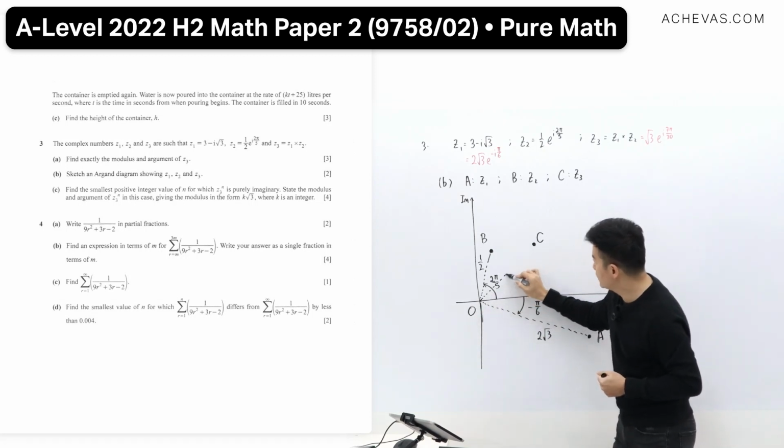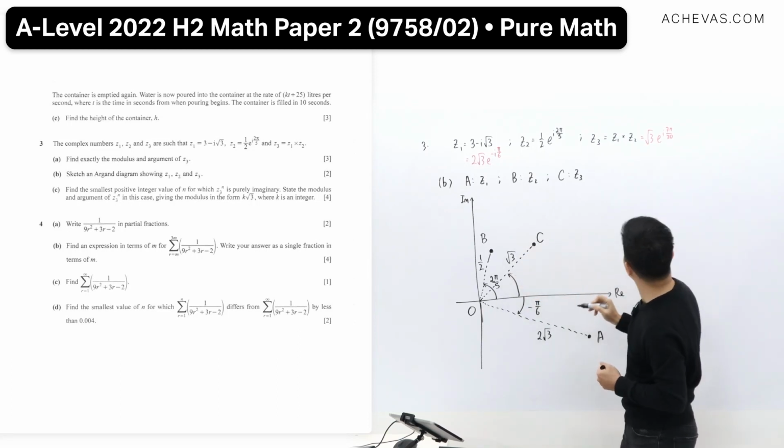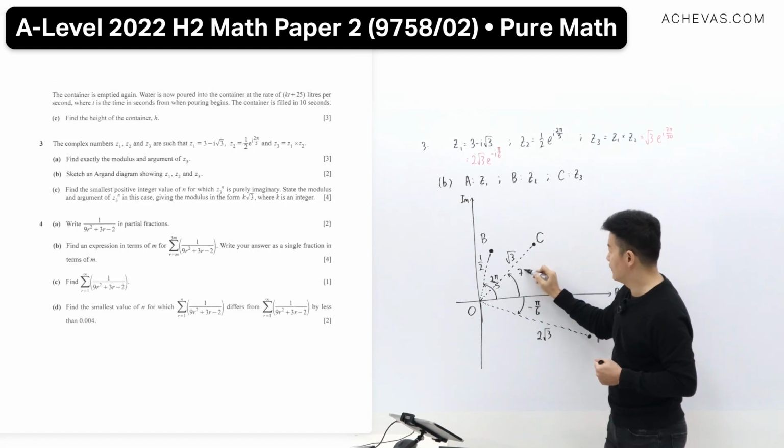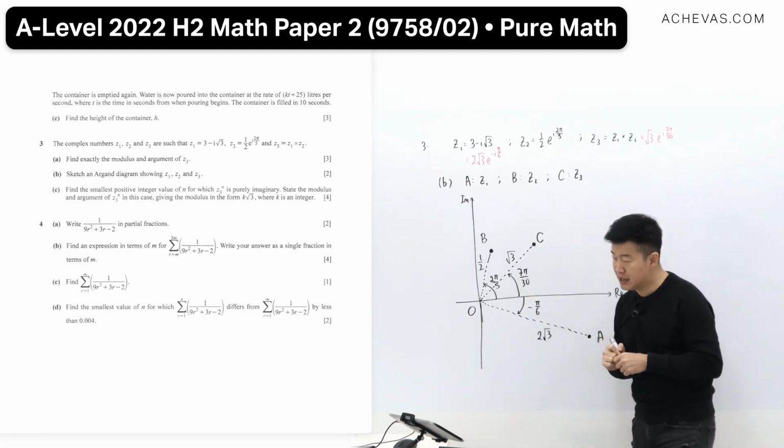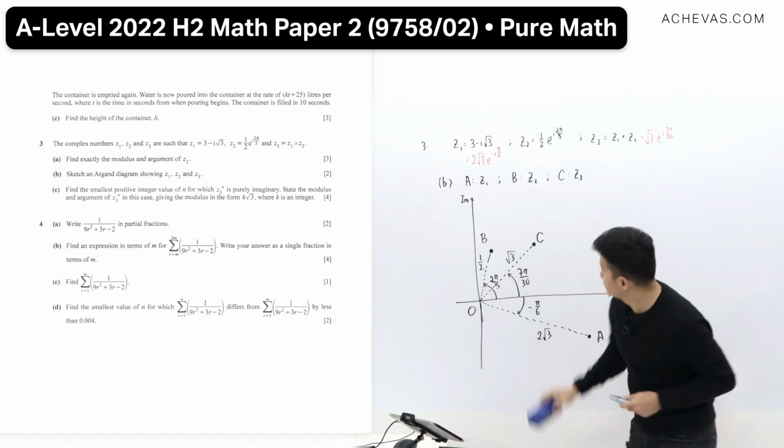So for this over here, this is going to be square root of 3, and the argument that we are talking about is 7 pi over 30. This is going to be for part B. Okay, let's move on to part C.